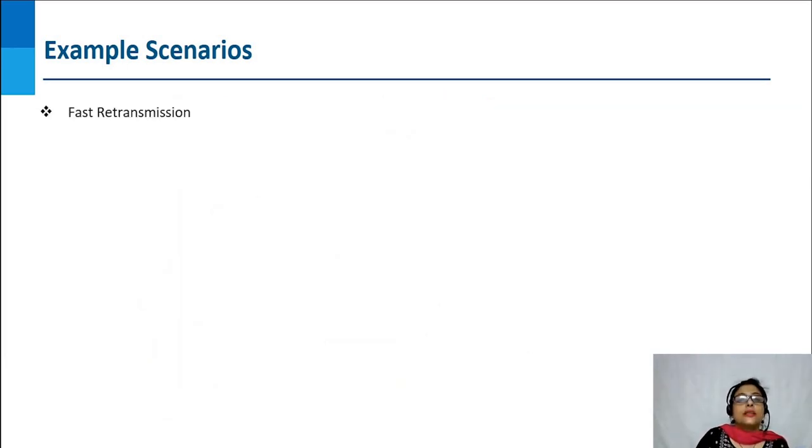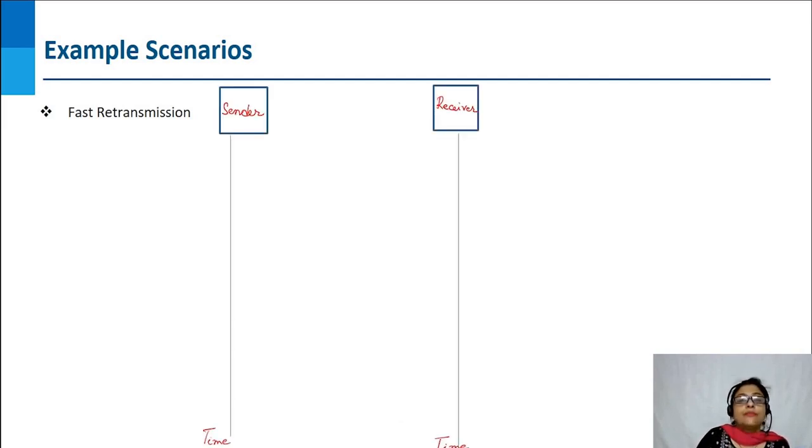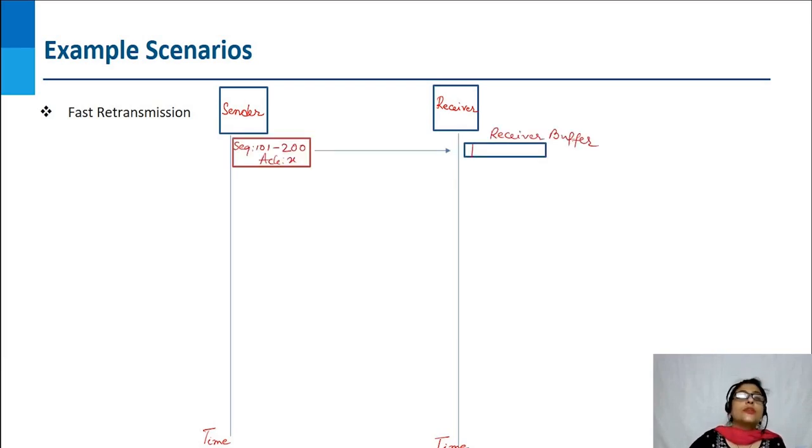Next, we look into the example scenario of fast retransmission. As before, we have the sender side and the receiver side. Let's look at the timing diagram. Here the sender is sending sequence numbers from 101 to 200 with acknowledgement X. The receiver creates a buffer for this segment.